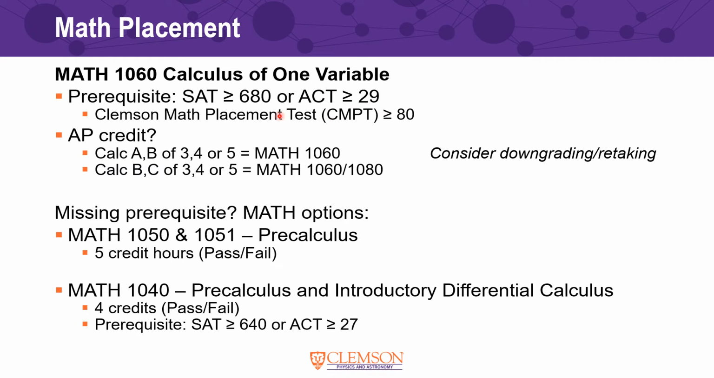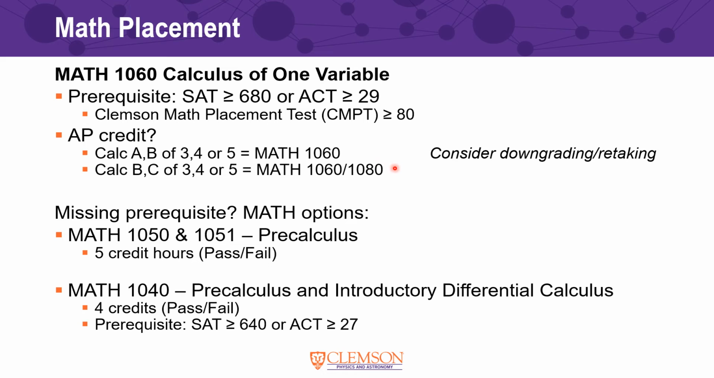Now, beyond actually placing into this, you may be asking the question, what if I have AP credit? The AP credit chart for Clemson currently shows that if you take the Calc AB and you get any score of 3 or above, you get credit for Math 1060. If you take Calc BC and you get any score of 3 or above, you're going to get Math 1060 as well as the second course in the calculus sequence, Math 1080.